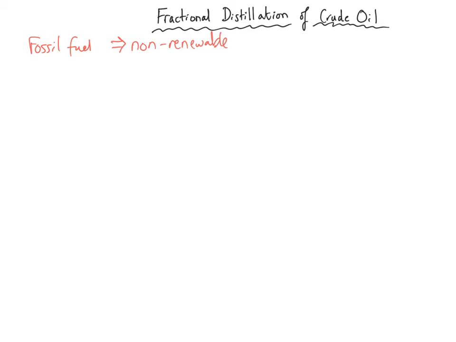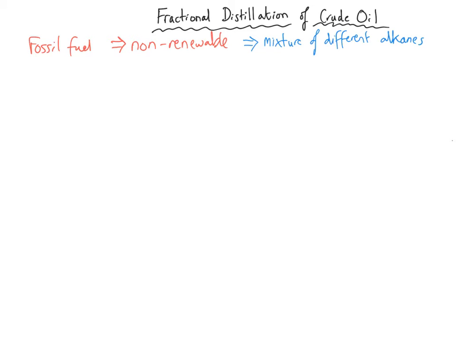Crude oil is a mixture of different alkanes of different lengths and of different branching. Most of them will be unbranched, but there will be a decent amount of branched alkanes as well. And you might have heard of different grades of crude oil. The different sources that we get crude oil from will have different compositions. So that means different amounts of the different types of alkanes.